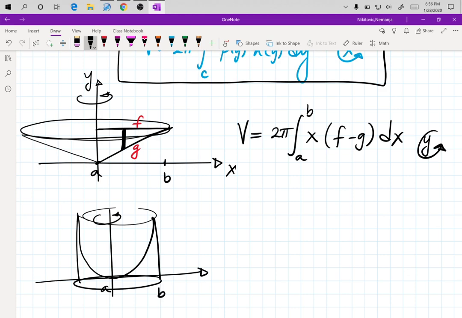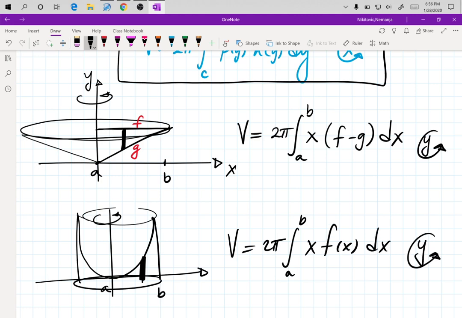So this shape has the representative rectangle right here, dx on the bottom, as opposed to the one that is on top. And this formula is the same as above, except you just have one function. This is the formula given in the book. It only serves one case. The formula that I gave you takes care of a lot of cases.